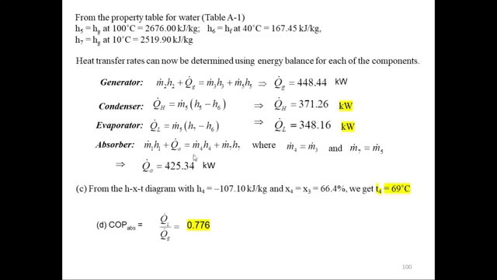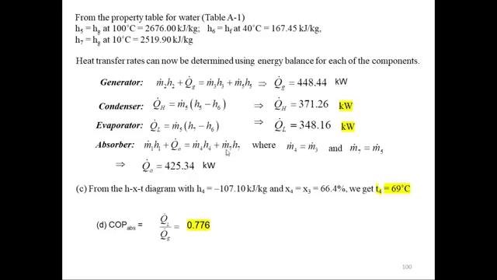Similarly, for the absorber, the energy balance equation. So Q dot A is the amount of energy which is leaving the absorber, and m dot 1 H1 is the mass flow rate which is leaving the absorber. So energy out because of the mass flow out is m dot 1 H1 plus Q dot A is equal to m dot 4 H4, which is coming from the generator, and m dot 7 H7, which is coming from the evaporator. So these two are flowing in and these two are leaving.